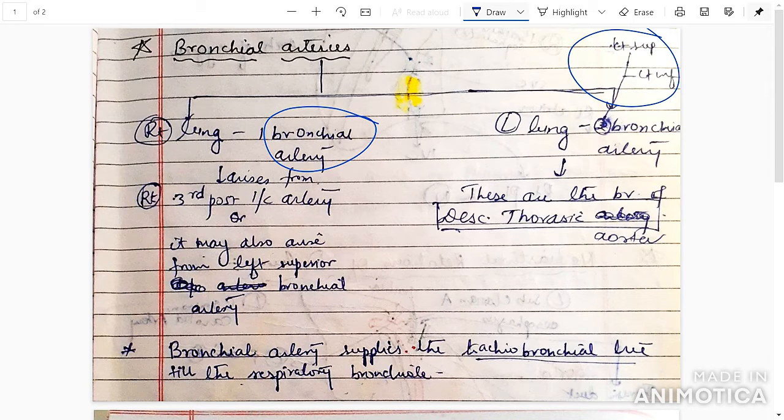Now please tell me, the bronchial artery of the right lung arises from the right third posterior intercostal artery, and from where does the right third posterior intercostal artery arise? The right third posterior intercostal artery arises from the aorta only. So this is clear. If you want a complete picture of how the right third posterior intercostal artery arises from the aorta, please have a look at the intercostal spaces section.